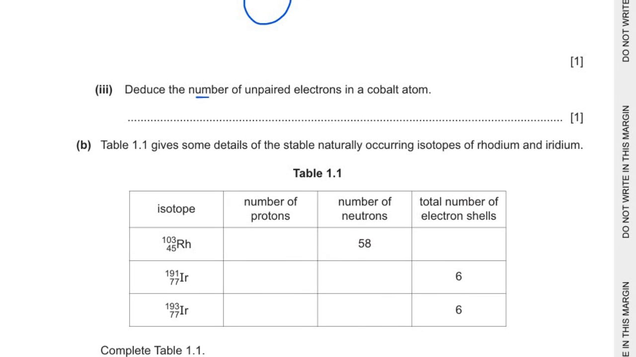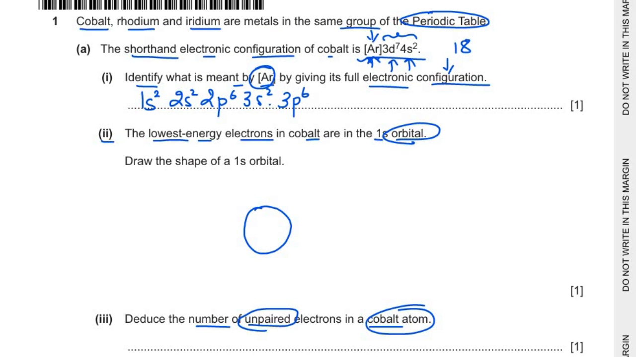Yes, deduce the number of unpaired electrons in a cobalt atom. Now let's see here, we can see that up to argon all the orbitals are fully filled, that is, they have paired electrons. In 4s also you can see it is paired because there are 2 electrons. Now what is left is 3d7.